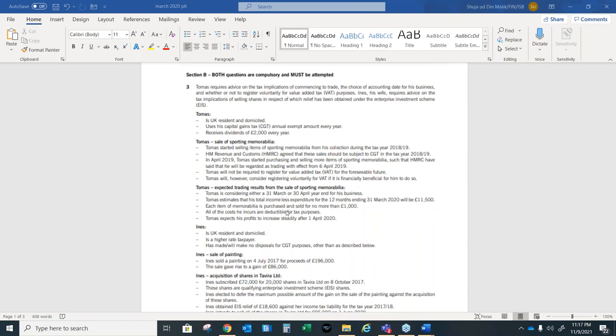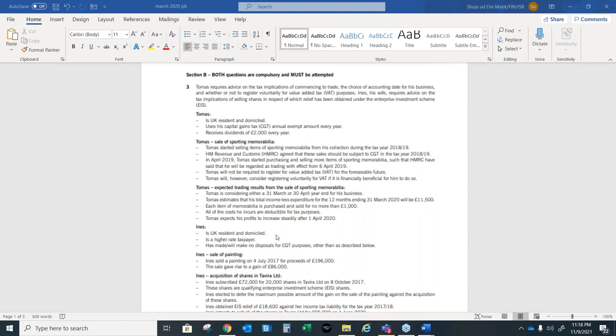Each item of equipment is purchased and sold for no more than 1,000. All the costs he incurs are deductible for tax purposes, so you don't need to worry about recalculating. I mentioned that the detail given in the question is not to be re-verified, or the calculation should not be done again and again, as it is clearly mentioned in the exam paper. All of the costs are tax deductible. Thomas expects his profits to increase steadily after 1st April 2020. So the profits are expected to increase in future.